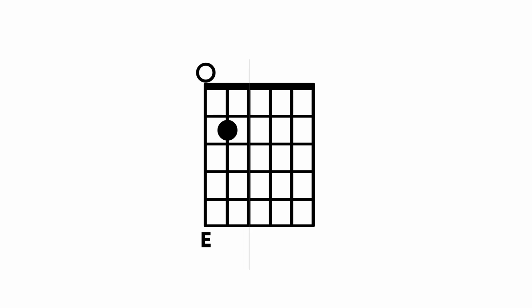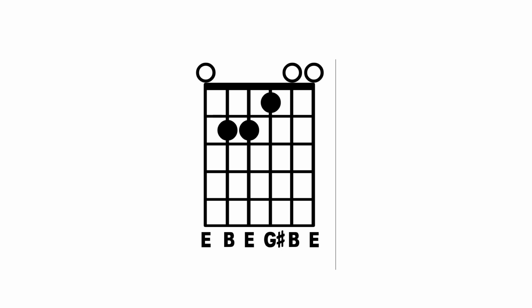Next, 2, then a small n and a capital B. Then 2, small n, capital E. 1, small n, capital G sharp. And O, N, capital B. O, N, capital E. Like so.